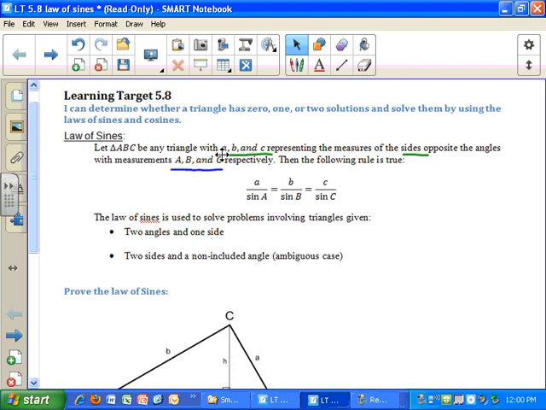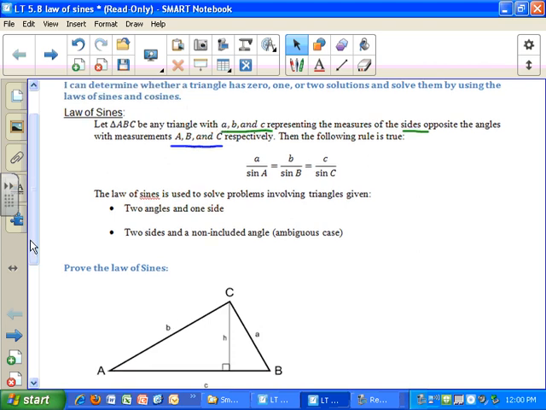This law of sines is used when you have a triangle where there are two angles and any one side, or if you have two sides and then the non-included angle. We'll talk about exactly what that means, including the ambiguous case.